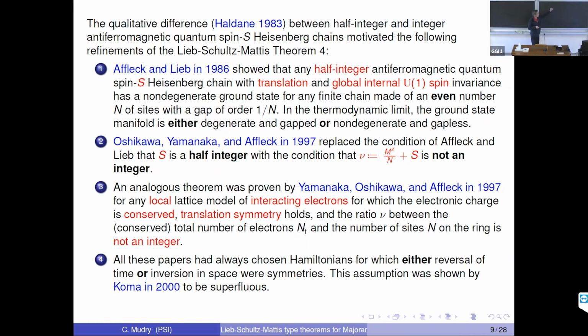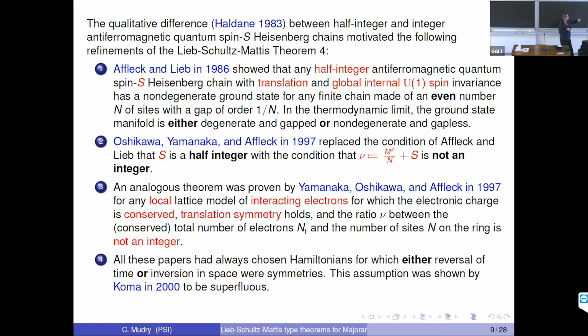So at this point, people were looking at spin chains, but Yamanaka, Oshikawa, and Affleck in '97, the same year as the comment 2, applied the same strategy to deal with interacting Hamiltonians of electrons, provided that the Hamiltonians as well are local. And then you just replace nu, that was Mz divided by N plus the spin S, by the filling fraction, the number of fermions divided by the number of repeat unit cells, capital N.